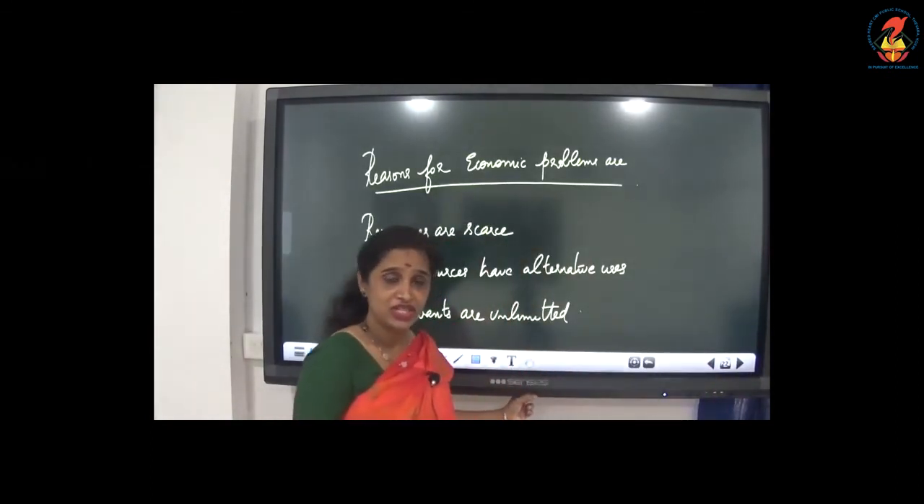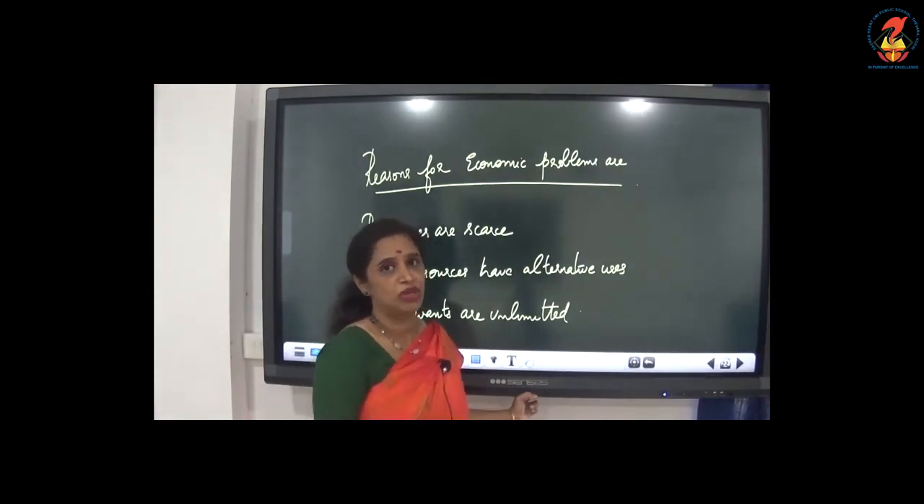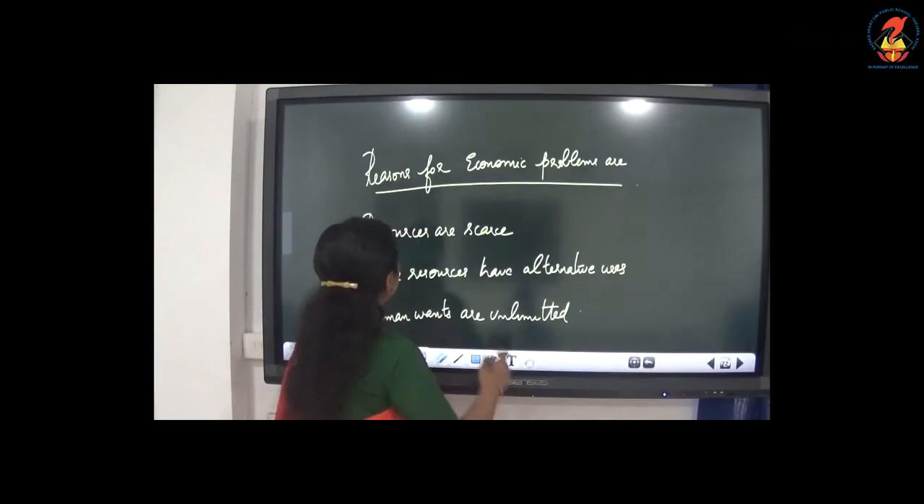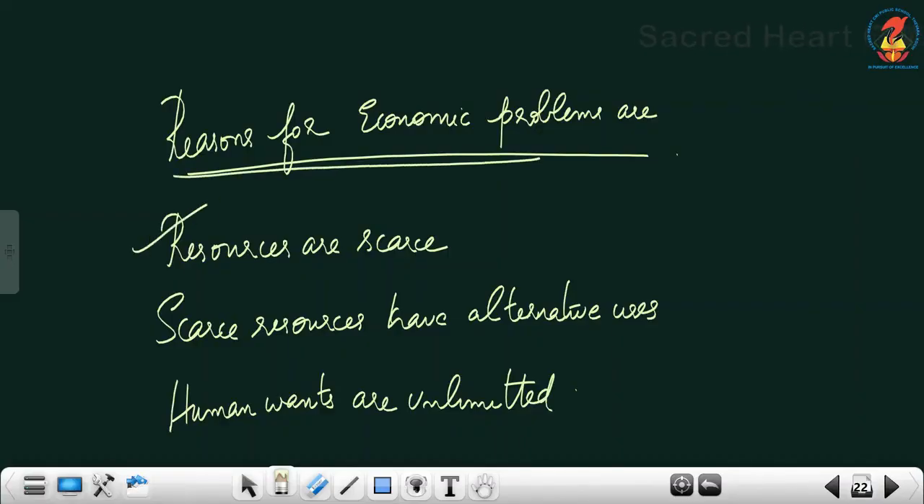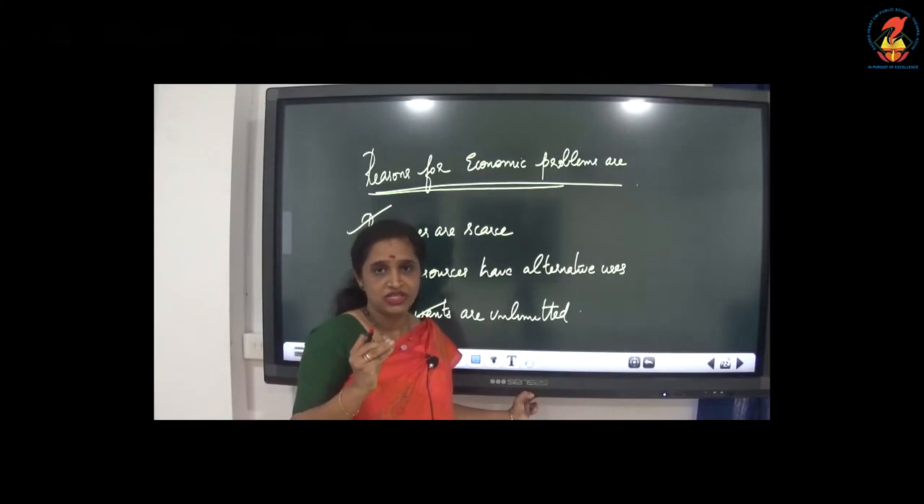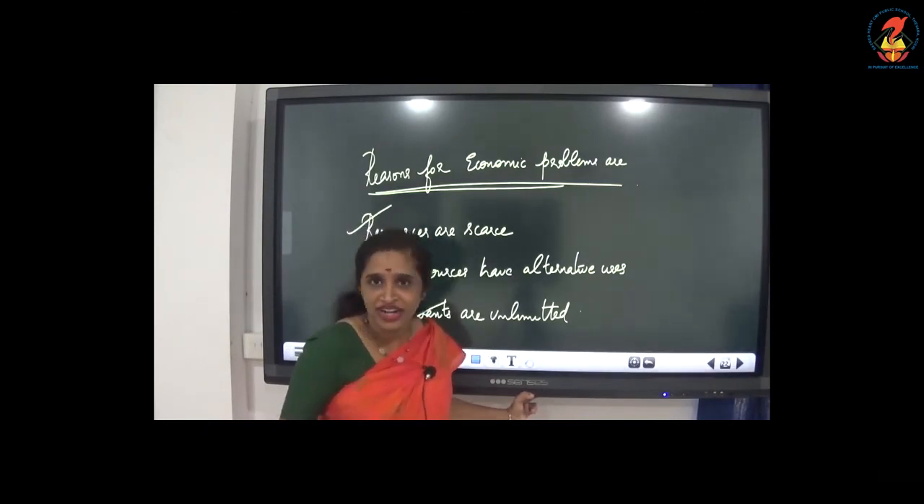So on the basis of that, we can see what the reasons of the economic problem are. The reasons of the economic problem are: resources are scarce; point number 2, scarce resources have alternative uses; and human wants are unlimited. So these are the reasons of the economic problem. On the basis of the definition of Lionel Robbins, it is clear that economics is a study of human behavior as a relationship between ends and the scarce means which have alternative uses.